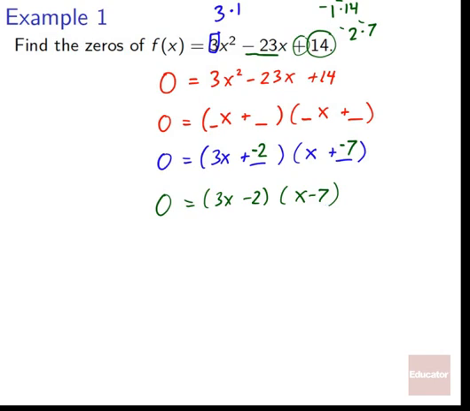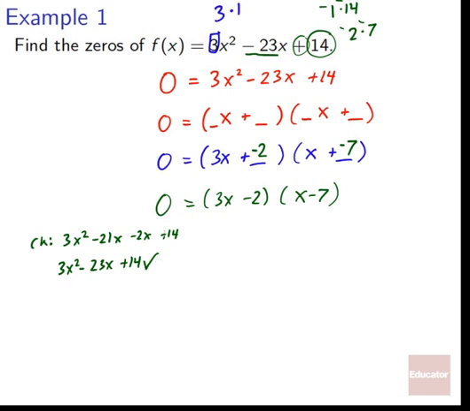Let's really quickly check what we have here. Does this work out? Check. 3x minus 2 times x minus 7. So we'd get 3x squared minus 21x minus 2x plus 14. So 3x squared minus 23x plus 14 checks out.